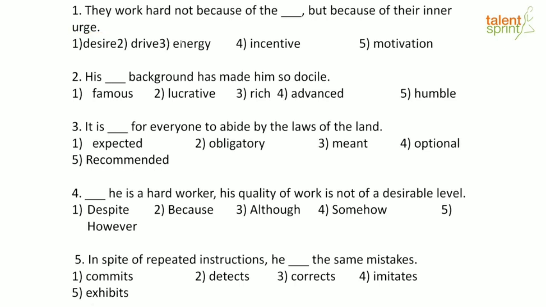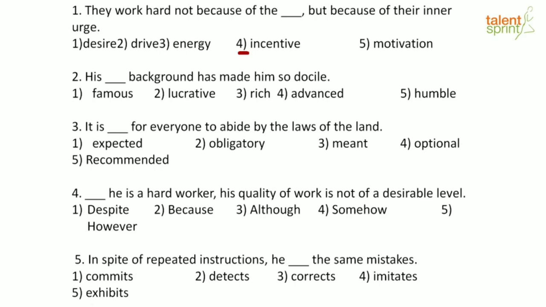So if you look at it from my options, there are 4 words that are synonyms with inner urge, which is option 1, option 2, option 3 and option 5. The only word that is left out is incentive. Now let's look at the context. They work hard not because of the incentive, but because of their inner urge. They are not looking at some sort of a reward or money or some sort of expectation, but they are working only because they are self-motivated. There's some sort of inner urge or desire. They love what they're doing, and that's why they work hard.